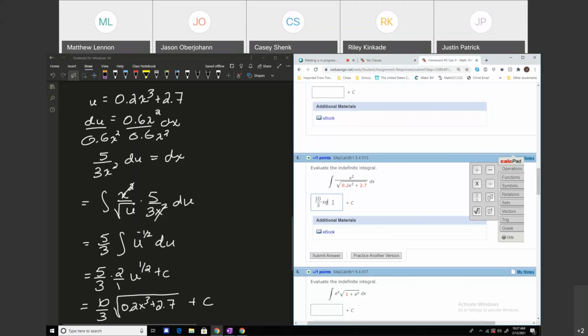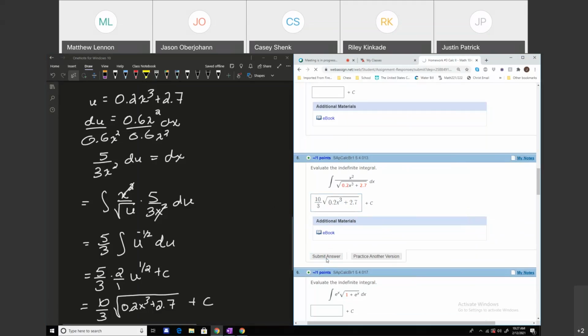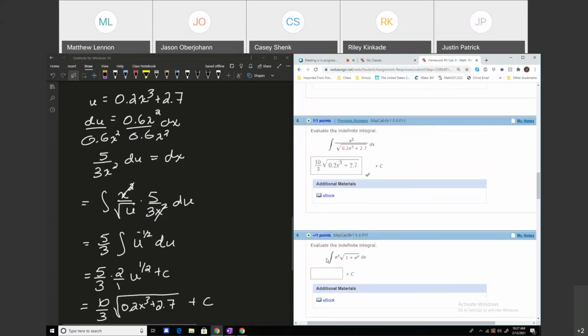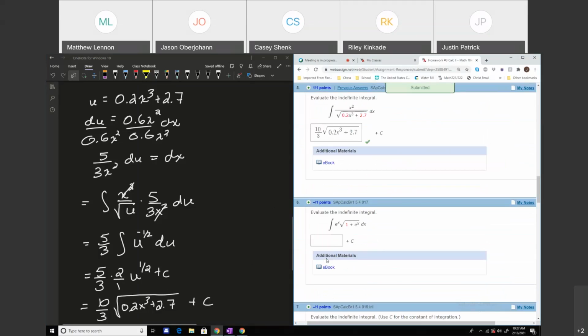Okay, so square root 2x to the third plus 2.7. Constant is there for us, so we can submit. All right, all set. Any questions so far?